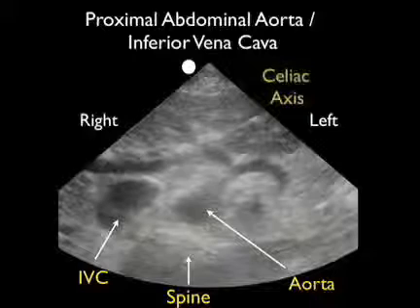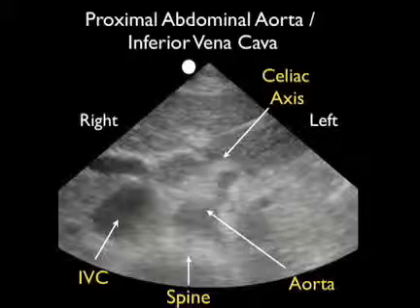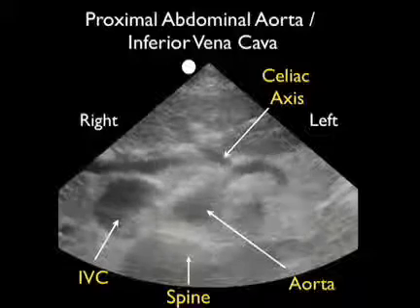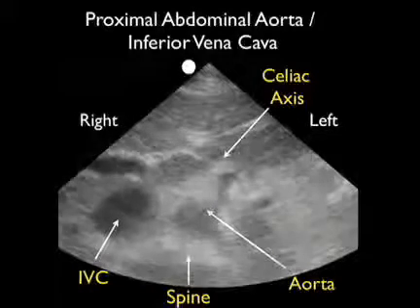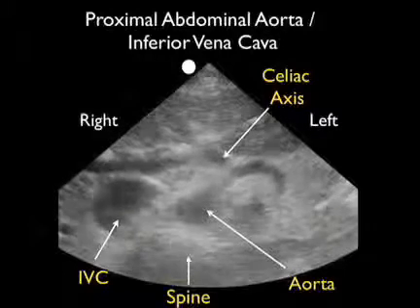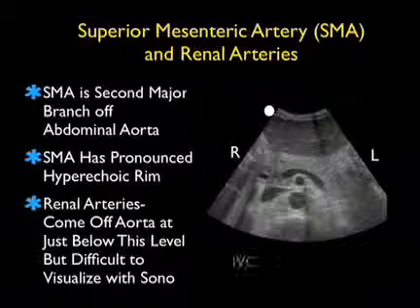Notice as we scan through the aorta, we see the celiac axis or the seagull sign coming off, and that would be made up of, going to the right side, the hepatic artery, and to the patient's left, the splenic artery. So the seagull sign here, well seen on bedside ultrasound.